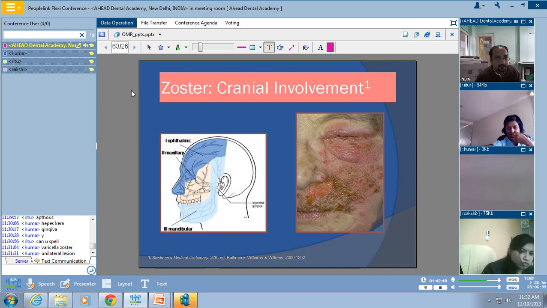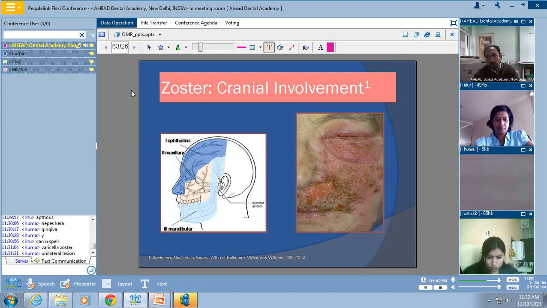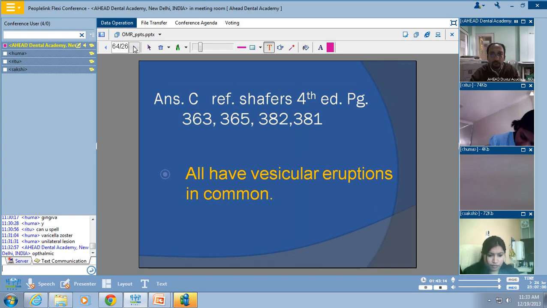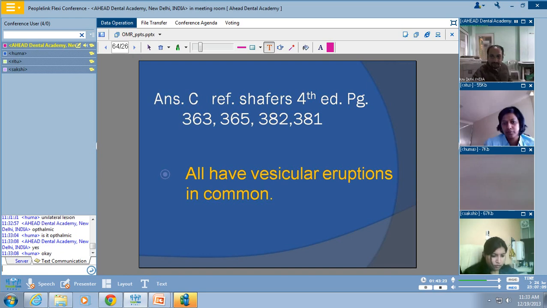Of the three types, ophthalmic, maxillary and mandibular, which one is the most commonly involved? It is actually ophthalmic. We might think that it is maxillary, but it is ophthalmic. Well, that was the answer of the vesicular eruption, herpes zoster. It is ophthalmic division. After ophthalmic, it comes maxillary.